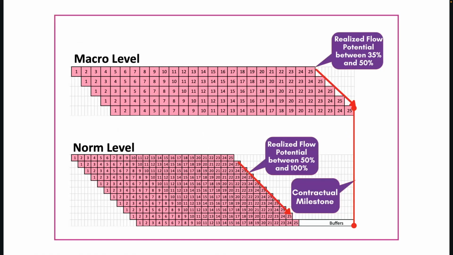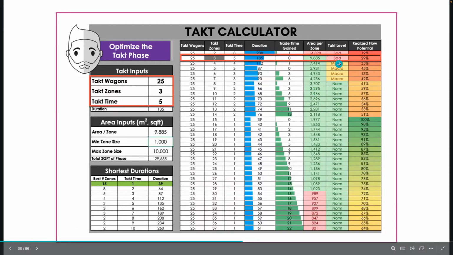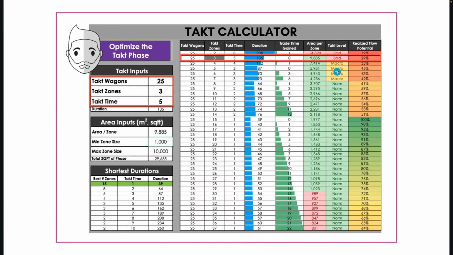And so the idea is we want to get into the macro level for our macro level takt plans and our norm level for our norm level takt plans. So going back here, if we're here in the middle, we're in the macro. If we're anywhere in this range, we're in the norm. And as you'll see later in the videos, for the macro, this team chose 5. For the norm, this team chose 11 zones.